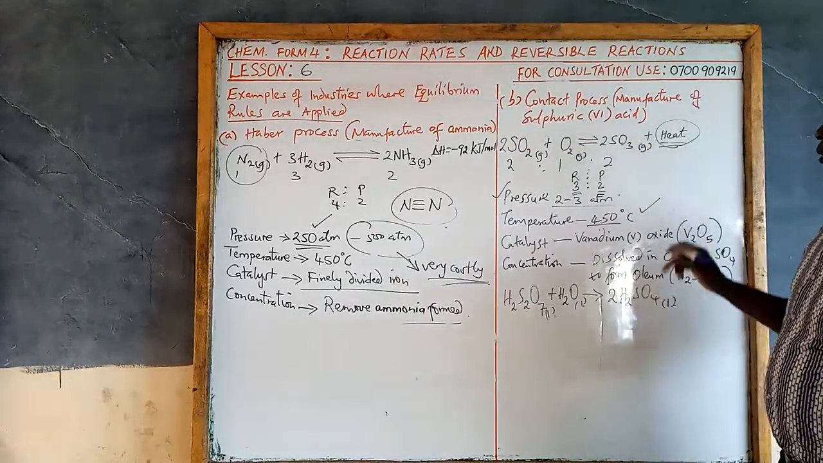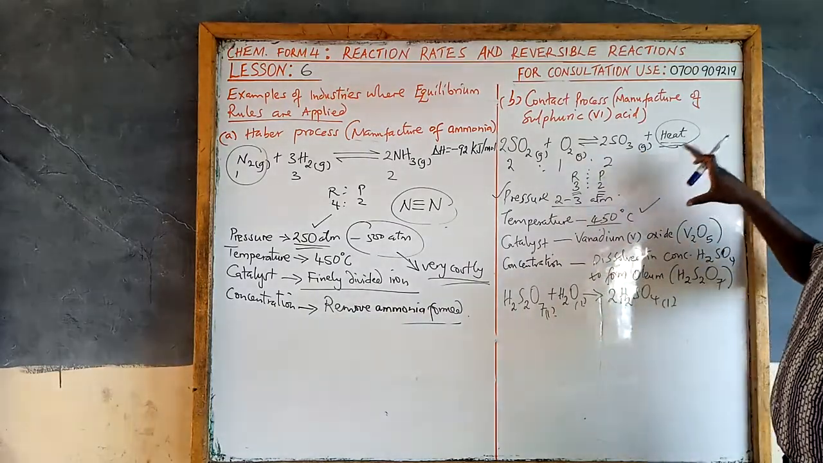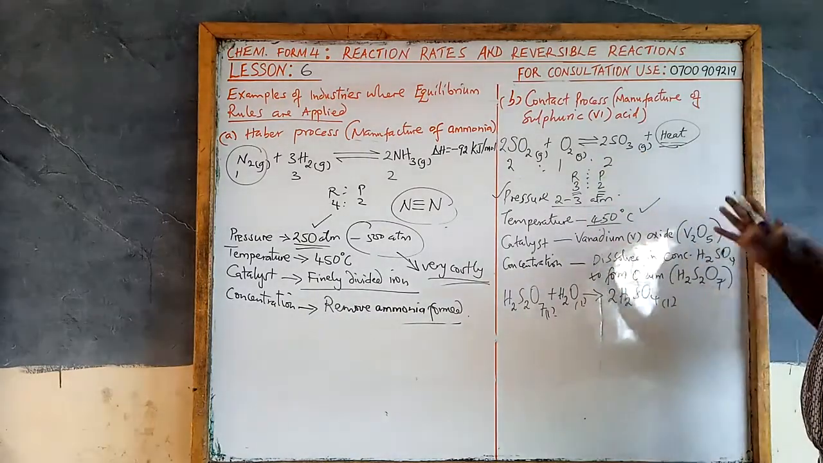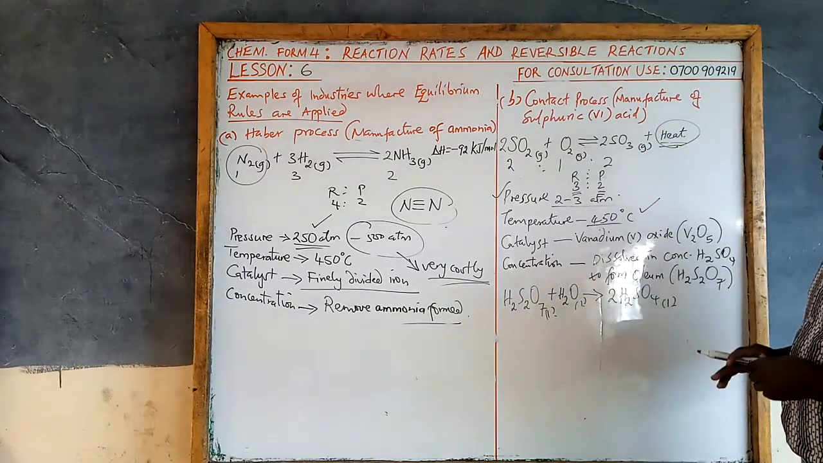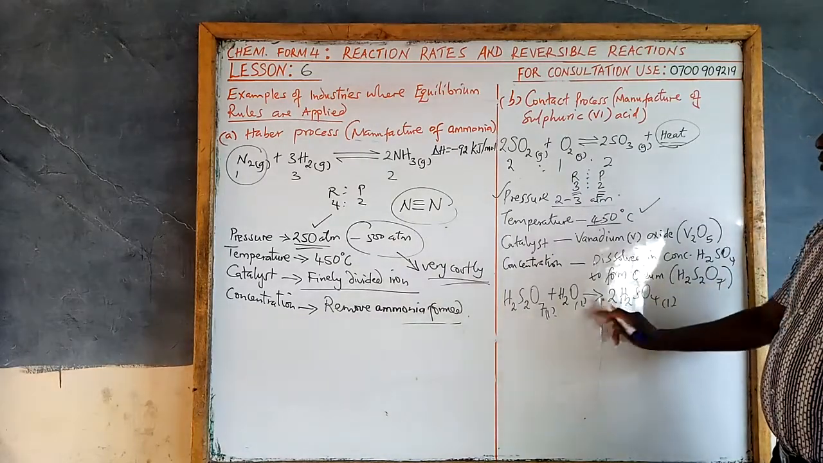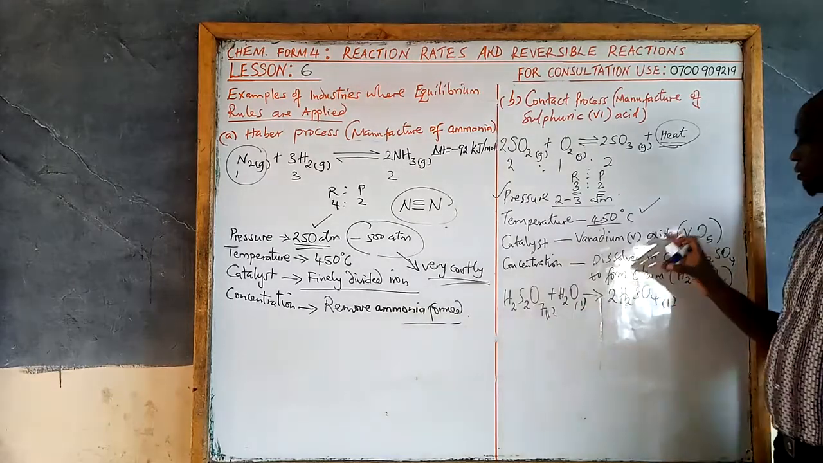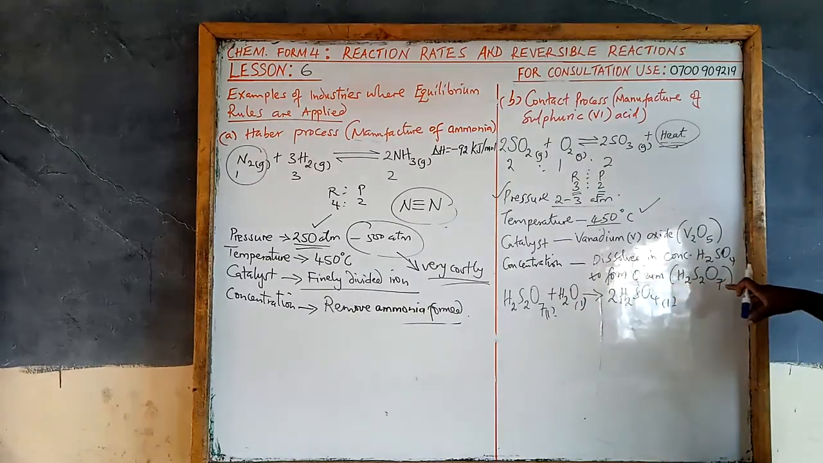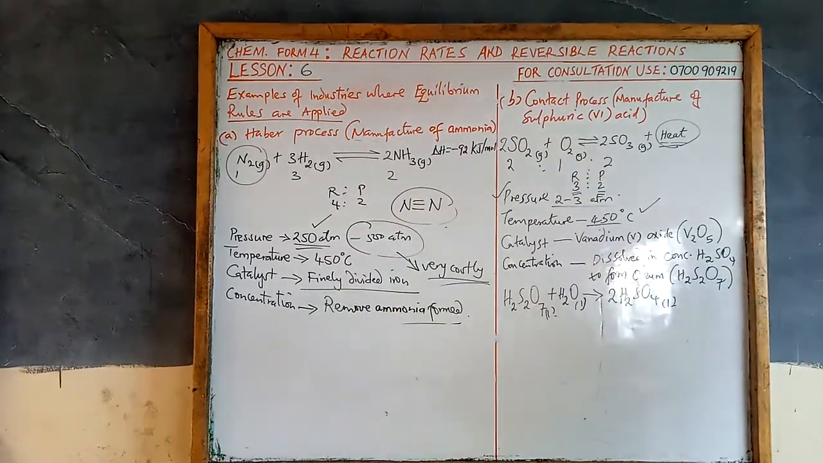Now, sulfur 6 oxide is not dissolved directly in water. The reaction is highly exothermic and produces vapor of the acid, so it will be difficult to collect those droplets of the vapor of the acid. So the best way is usually to dissolve the sulfur 6 oxide formed in concentrated sulfuric 6 acid to form oleum, then you dilute it. That will give you sulfuric acid.